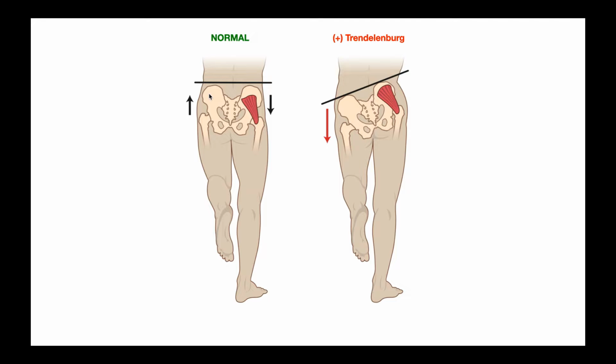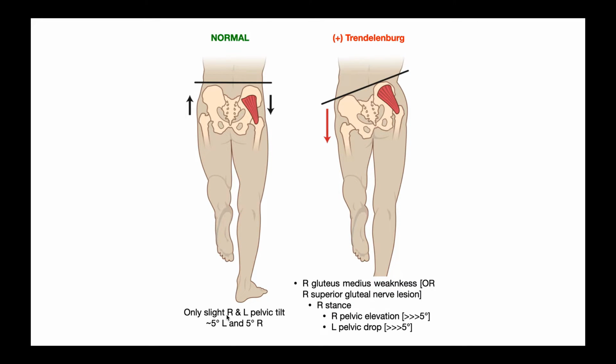Now when we talk about these pelvic rotations during gait, they really should be no more than about 5 degrees. Okay, that's not very much. It does rotate a little bit, but not much. So as you can see here, only slight left and right pelvic tilt. When we compare that to a positive Trendelenburg sign, we see a significant deviation from those 5 degrees of normalcy.